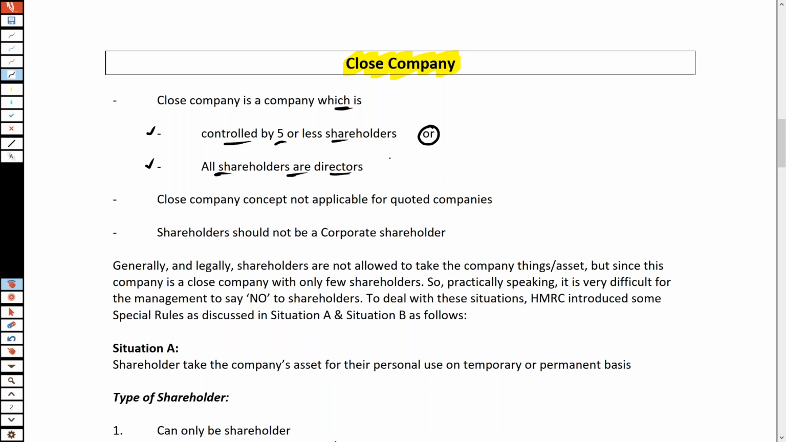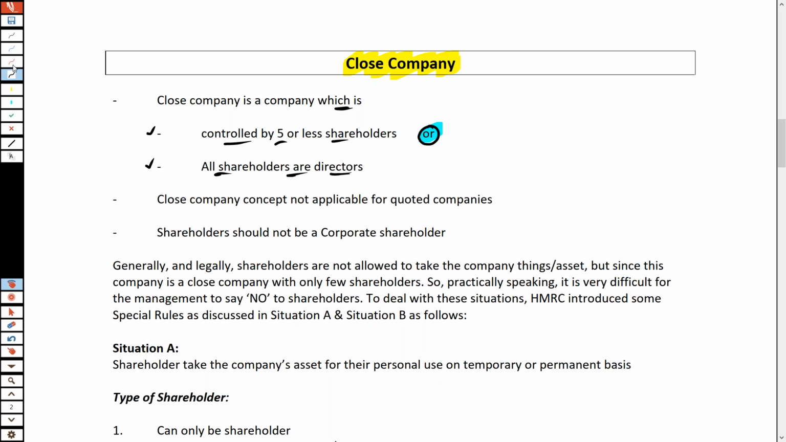Let's say we assume there are 15 shareholders, but all of the 15 shareholders are also employees or directors of that company. Still, that company would be considered a closed company. I repeat, any company which is controlled by 5 or fewer shareholders, or all of the shareholders are directors, meaning employees of the company. If any of these 2 conditions is met, the company would be a closed company.